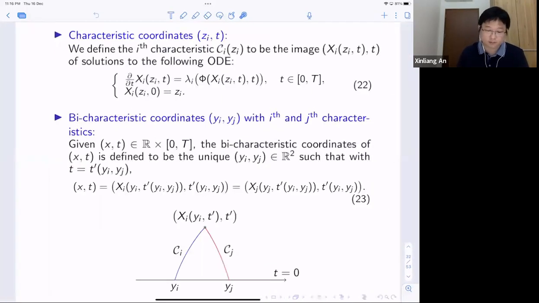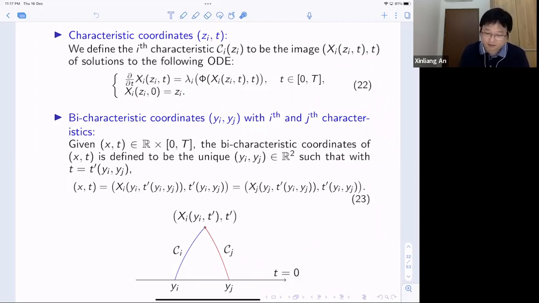So, now what would be the coordinate we use? For the hyperbolic system, we use the characteristic coordinate, starting from initial data zi. If we follow the characteristic, we solve the ODE and we have zi and t, and this is the point; we use zi and t as a coordinate. And because we need to analyze the nonlinear interaction for different families of characteristics, we also need to use another coordinate called the bicharacteristic coordinate. We use this a lot.